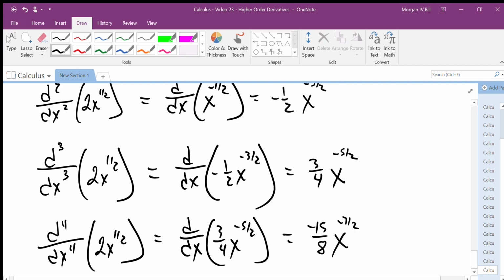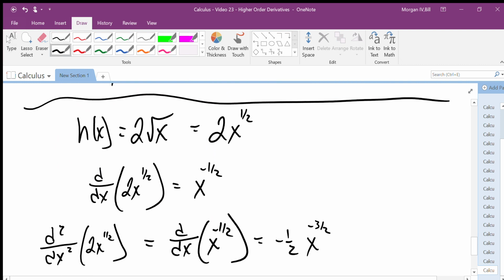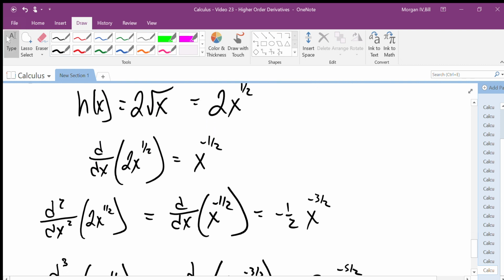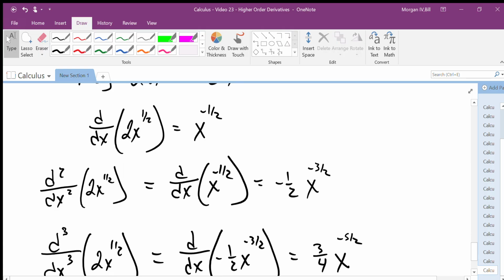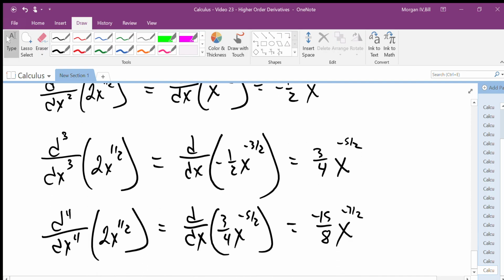And I like this problem. Let's pause and just kind of think about the problem. We got the answers, but let's dig a little bit deeper, because what we're going to see is some patterns come about. Right? So we started with 2x to the 1/2, then we got 1x to the negative 1/2, negative 1/2 x to the negative 3/2, 3/4 x to the negative 5/2, negative 15/8 to the negative 7/2.